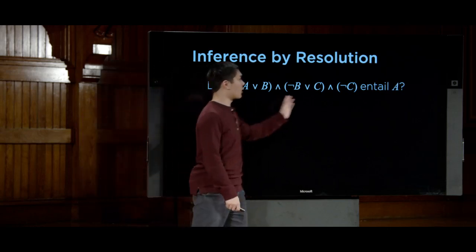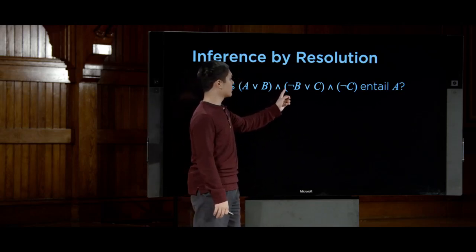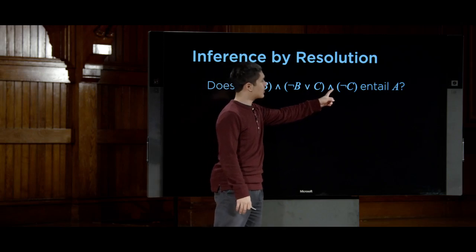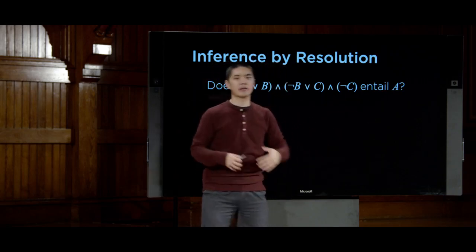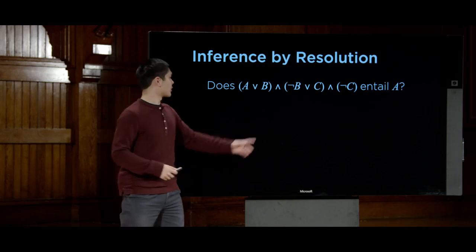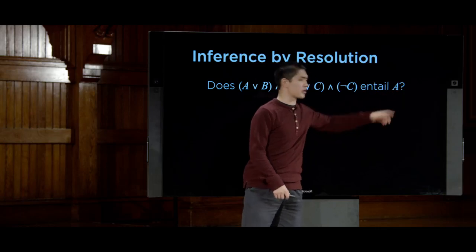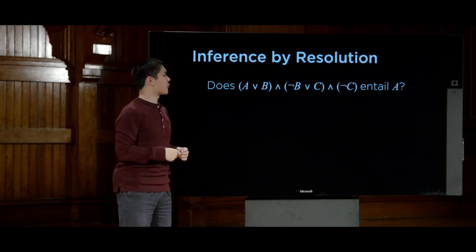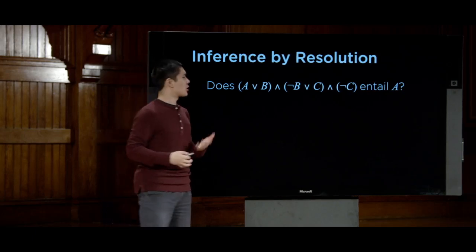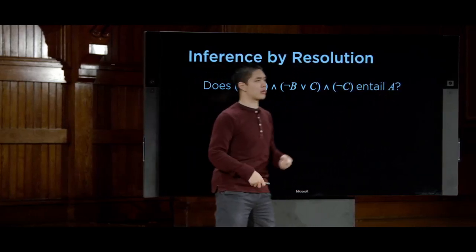We have this knowledge base. Here's the knowledge that we know: A or B, and not B or C, and not C. And we want to know if all of this entails A. So this is our knowledge base here, this whole long thing, and our query alpha is just this propositional symbol A. So what do we do? Well, first, we want to prove by contradiction. So we want to first assume that A is false and see if that leads to some sort of contradiction.